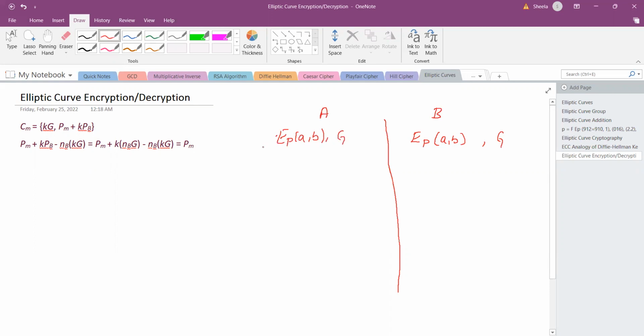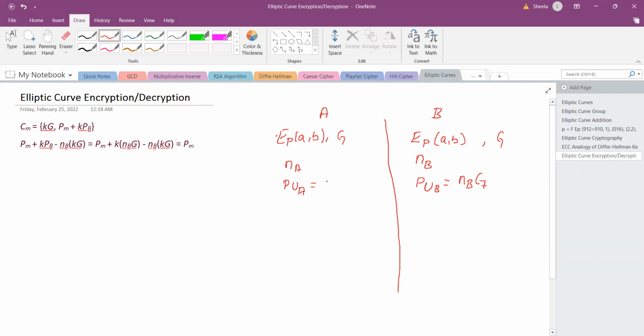Now what will user A do? He has to select the public key of user B. To get the public key, user B selects his private key and calculates the public key, that is PUB is equal to NB times G. Similarly, user A will have his private key and public key.